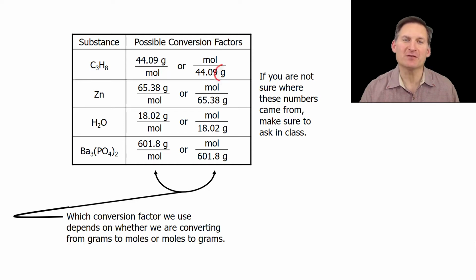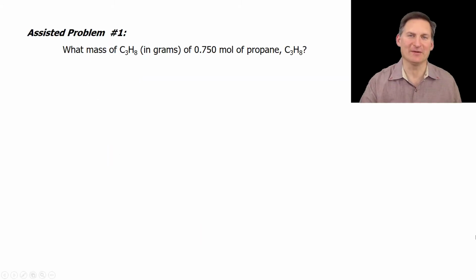Remember, if you bring the unit grams to the bottom, you also need to bring the number to the bottom, the 44.09 in this case. You can make similar conversion factors using the molar mass of any substance, as you see here for zinc, water, and barium phosphate. Okay, so you're that chemical engineer. And let's say your task is to determine how many grams of propane constitute 0.750 moles of propane.